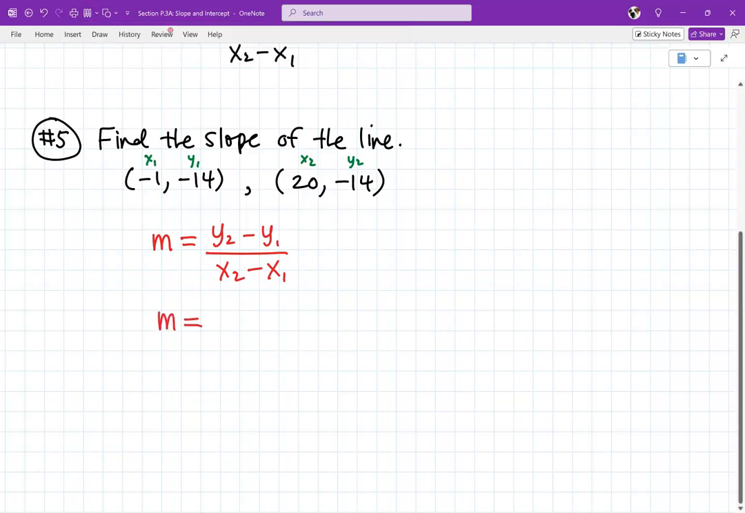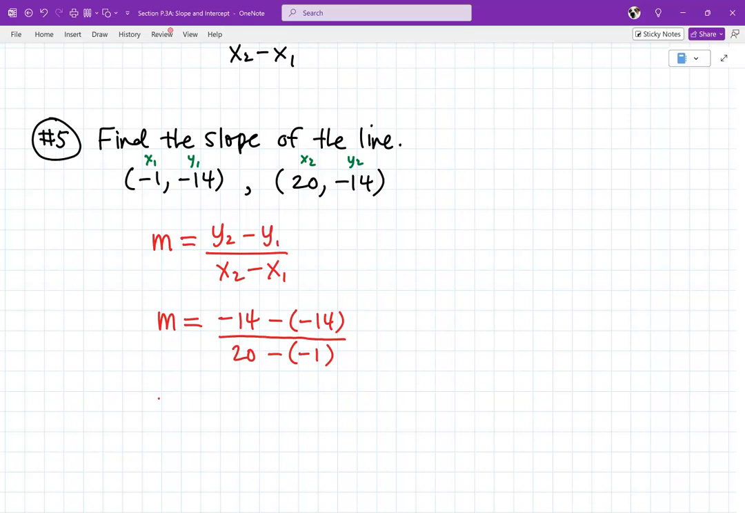So here we go. m is equal to y sub 2, which is -14, minus y sub 1, which is -14. You'll notice the second number in the subtraction, I always put a parenthesis around it. I'm going to do that on purpose every time. And then x sub 2 on the bottom, that's 20, minus x sub 1, that's -1. I always put a parenthesis around the second number because sometimes the second number is negative, and since there's a minus in the middle, it may change the sign. In this case, it is.